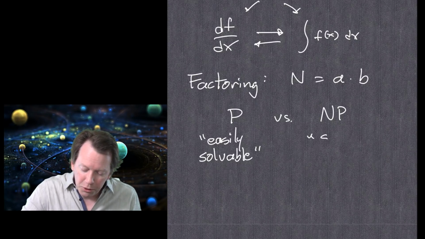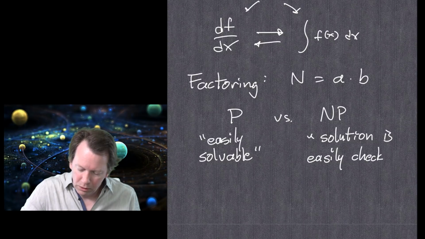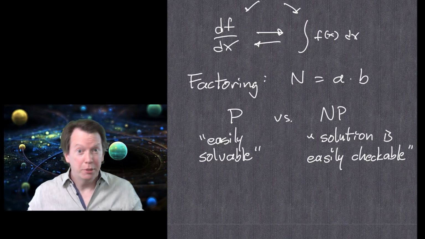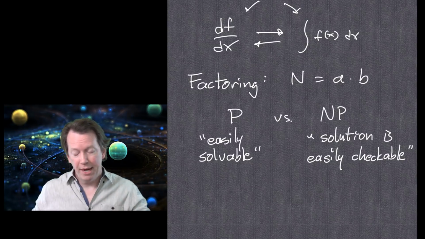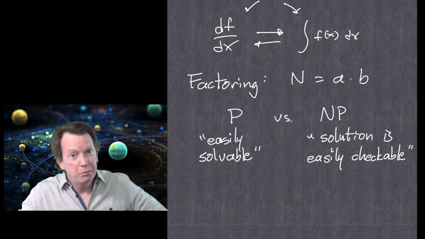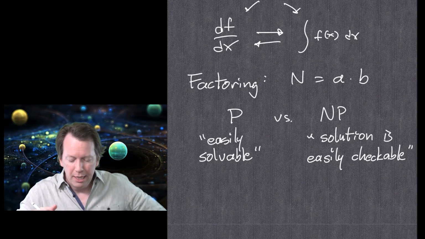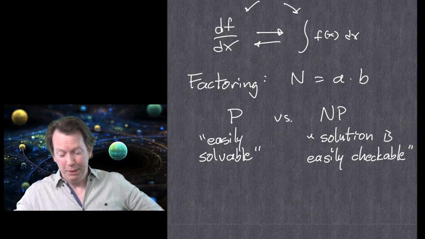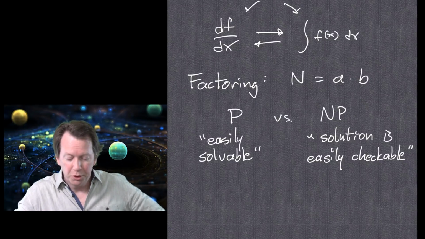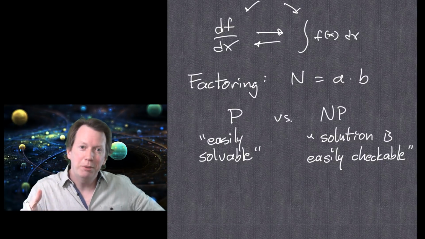NP: if you're given a solution, it is easily checkable. So from our example of factoring, given one number, what are its factors, versus two numbers, multiply them together to get the number, it would seem clear that P, the set of all problems that are easily solvable, is way smaller than NP, the set of all problems whose solutions are easily checkable. But when you want to prove it, it turns out to be really, really hard.